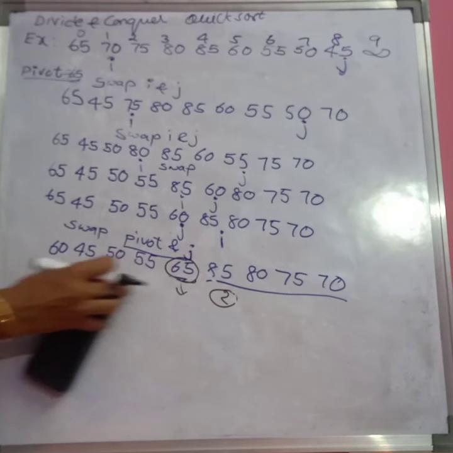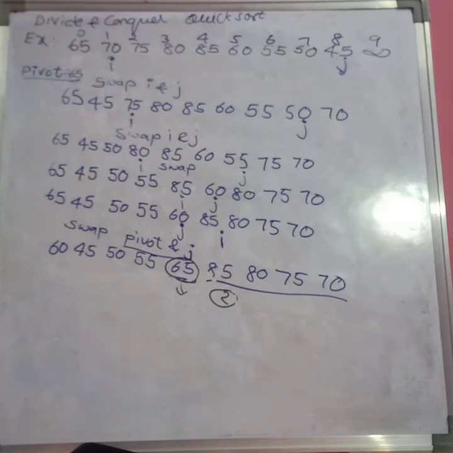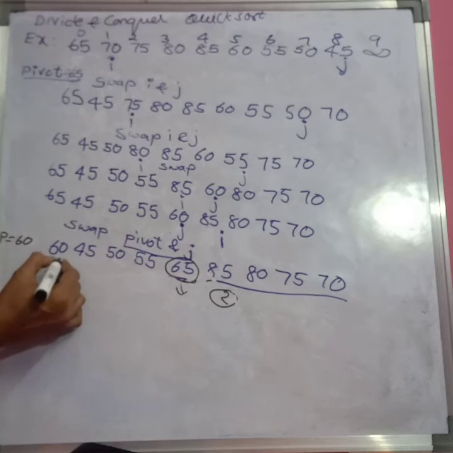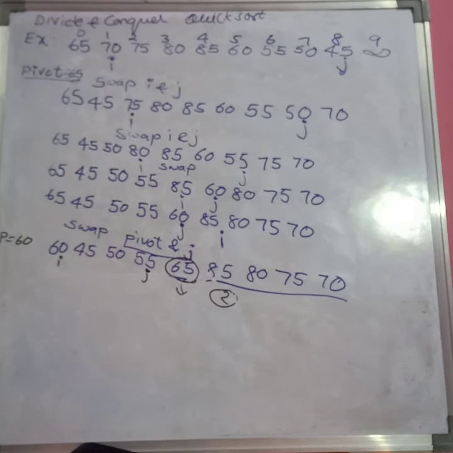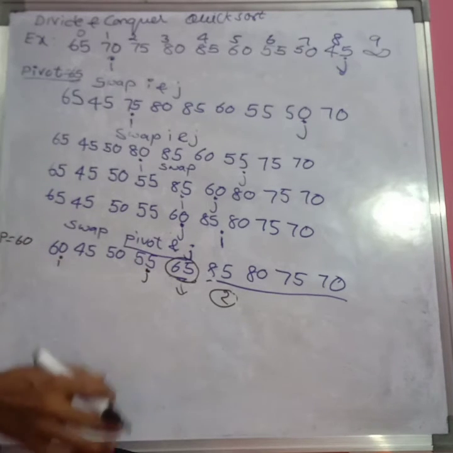This is the one individual problem. Again, select one element as a pivot and start the J iteration and I iteration. Here, for the pivot element I am considering 60. The I element starts from here, and the J element starts from here, by incrementing the I element.